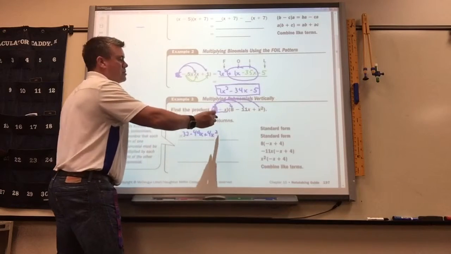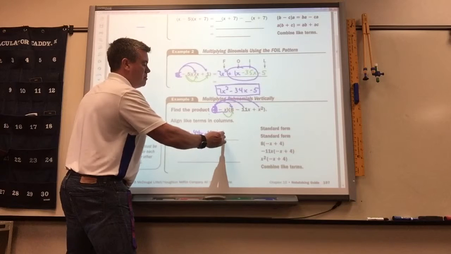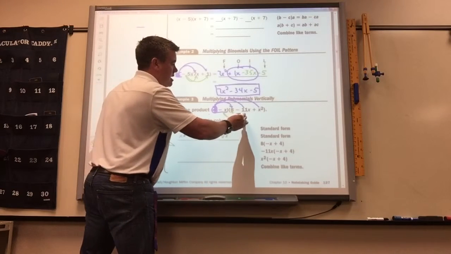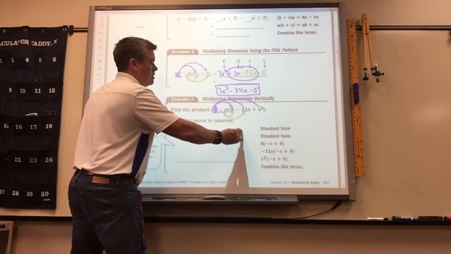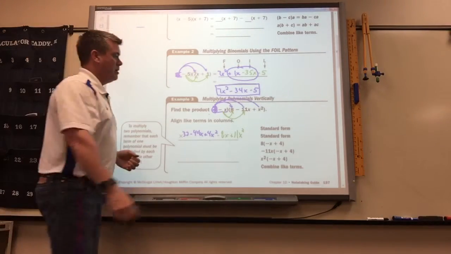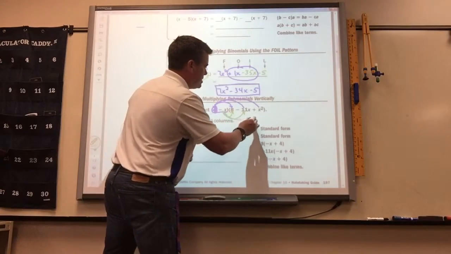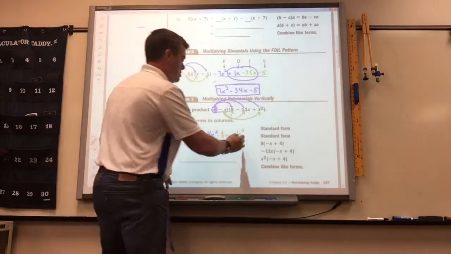Then you move on to the next one. Negative x times 8. Negative x times negative 11. Remember, an x times an x is an x squared. And then a negative x times a positive x squared is negative x cubed.